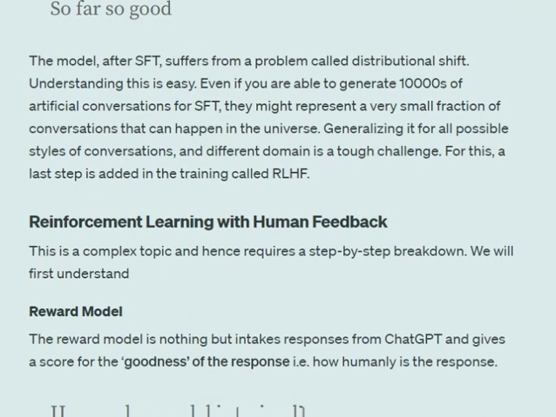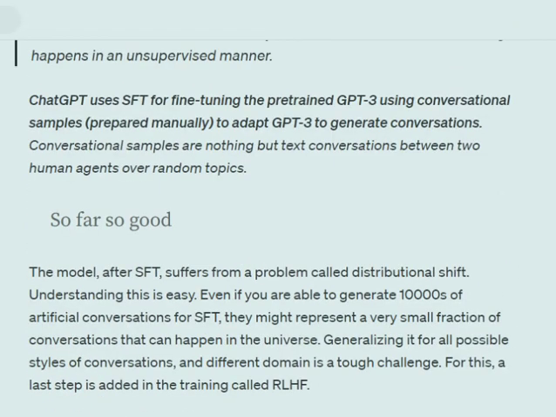So why is it required? As mentioned in different places, after SFT, that is supervised fine tuning, there comes a problem called distributional shift. Let me explain that. It's quite easy. Assume that, as I told you, for SFT the conversation samples are generated by humans. Now even if you are generating thousands or 1 lakh samples, you won't be able to cover the whole universe, right?